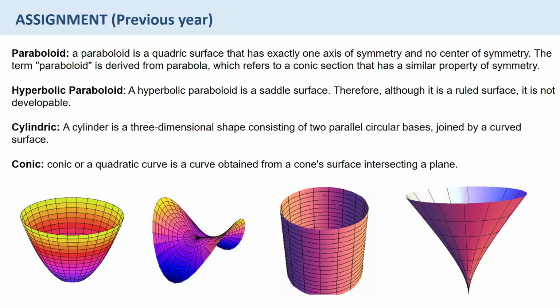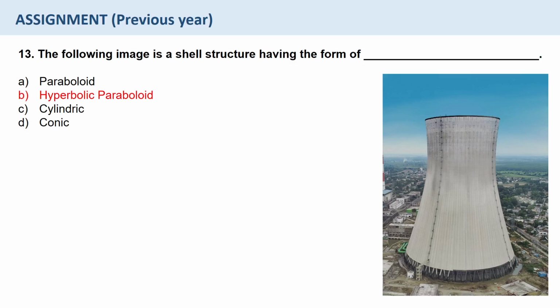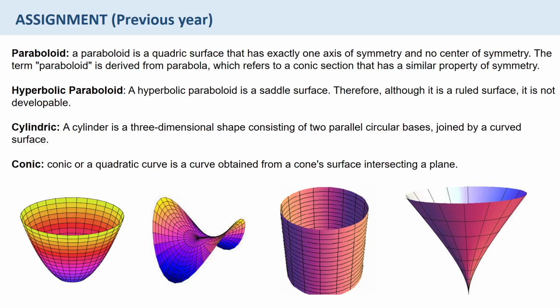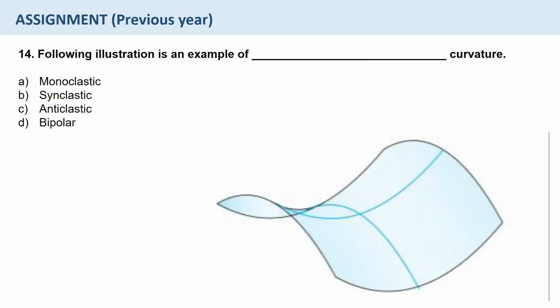Cylinder. A cylinder is a three-dimensional shape consisting of two parallel circular bases joined by a curved surface. Conic. Conic or quadratic curve is a curve obtained from a cone's surface intersecting a plane. So the answer is hyperbolic paraboloid, because this is a saddle shaped structure, because the curvature is in two angles. So the center of both the curvatures is in the opposite directions. So it's a hyperbolic paraboloid or a saddle shape.